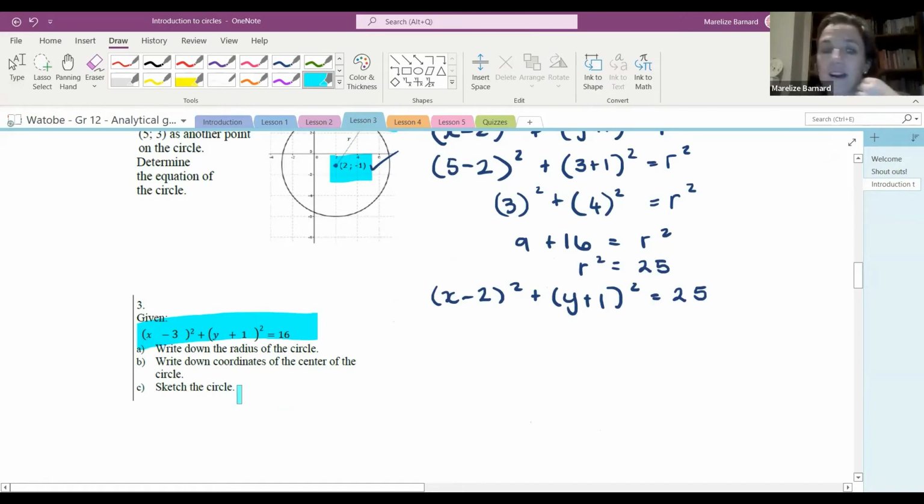I want you to try and just do these 3 questions now. Write down what the radius is. Be careful, you want the radius, not the radius squared. Write down the coordinates of the center of the circle and then make a rough sketch of the circle. If you have a printout, you can do a proper circle, but otherwise you can use your freehand to draw as round a circle as possible. I'm going to give you 2 minutes to do that, and pop your answers in the chat so we can see.